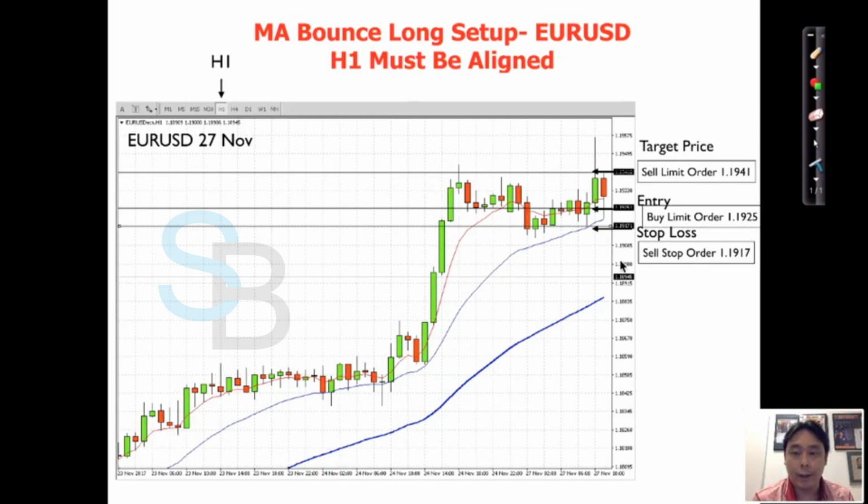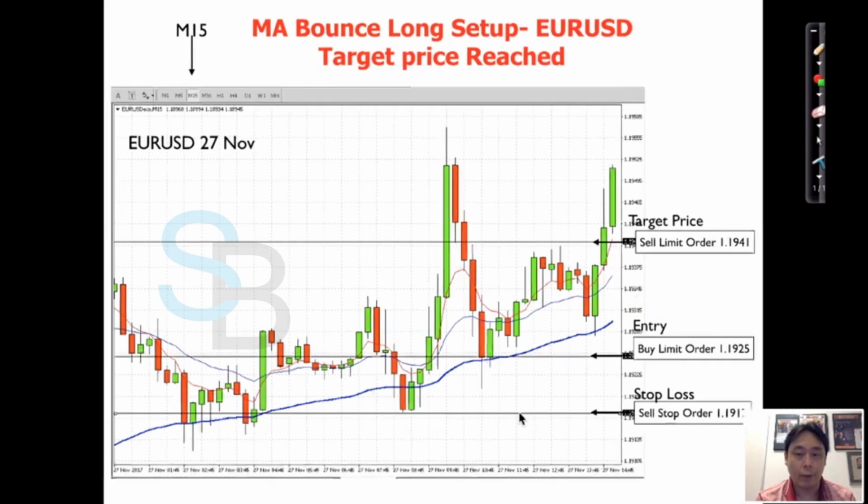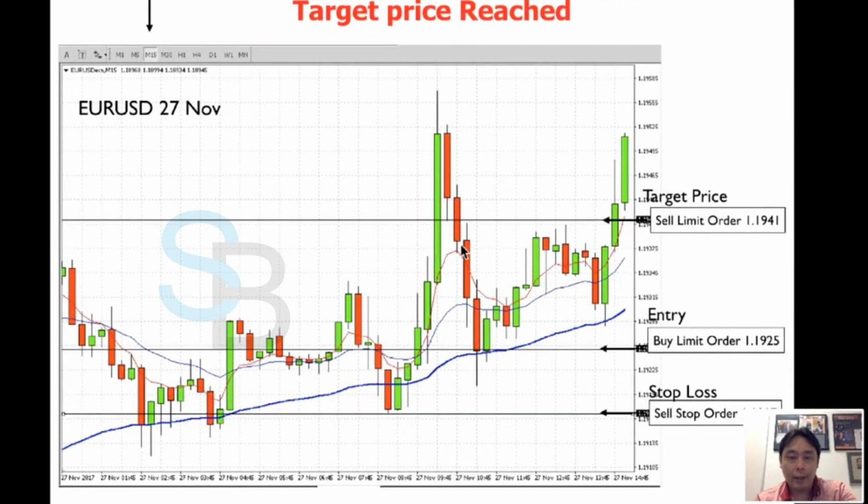So did this trade work out? Let's take a look. Yes, this trade worked out. Sure enough, you can see the price indeed came down and hit my buy limit order of 1925. In fact, it hit and went even lower, right? So it's not exact, it went lower. So you may have panicked, oh my God, right? But it came back up again and did not hit the stop loss. Stop loss was at 1917, pretty safe from the stop loss. And it then rebounded and proceeded to hit our profit target at 1941. Okay, so this is the Euro USD trade on the 27th of November.